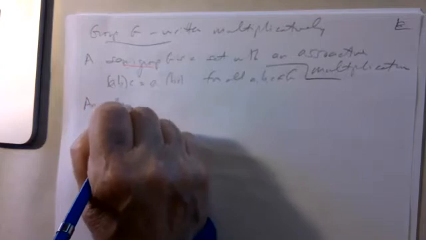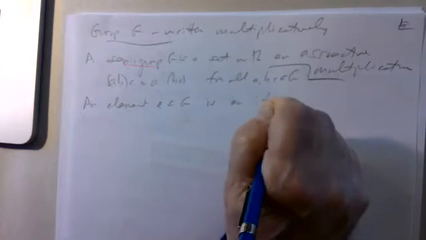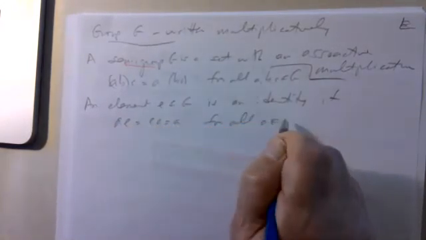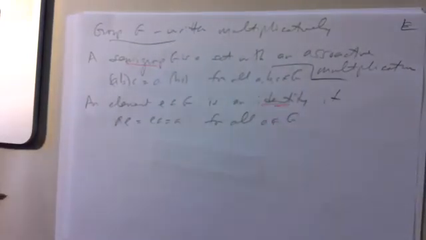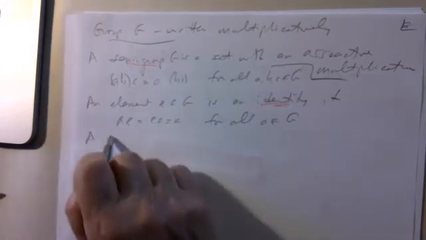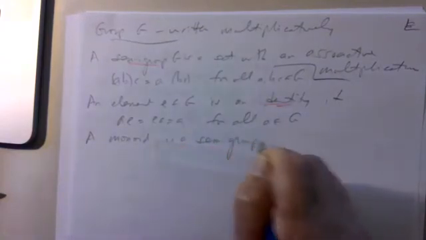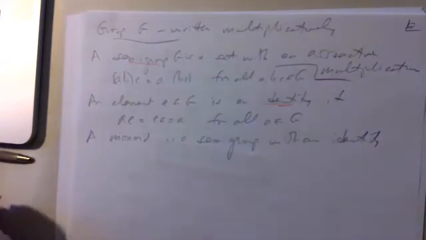And an element E in G is an identity if AE and EA equals A for all elements A in the semigroup. And we don't use this language very much, but what is called a monoid is a semigroup with an identity.